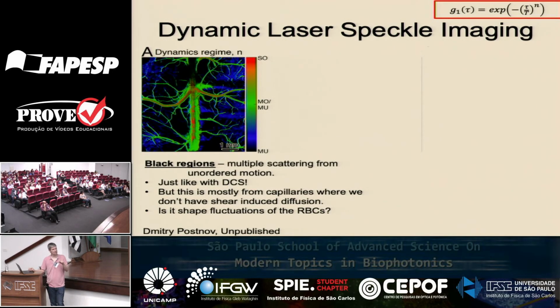Now, in the capillaries, there's no shear. There's a single file of red blood cells going through the capillaries. So we're not measuring shear-induced diffusion. So what are we measuring? Probably what we're measuring is just shape fluctuations of the red blood cells as they're squeezing through the capillaries. So we need to experimentally prove that. But since there is no shear, that is the only explanation I can come up with.